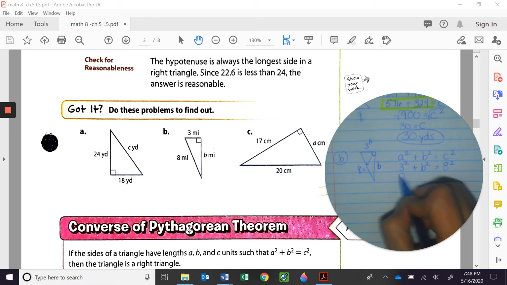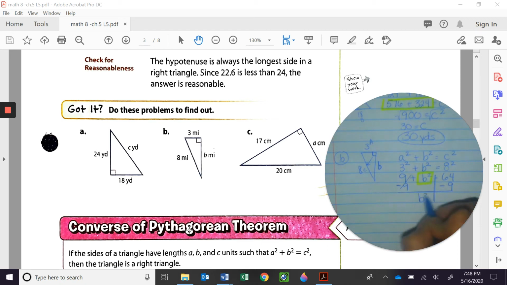All right, so we get 9 plus B squared equals 64. Okay, I just know my math facts. You can use your calculator. Now, look what we have. Your B is on the same side as that 9. So we need to get rid of this 9. So we get B squared equals 55. Then we can take the square root.